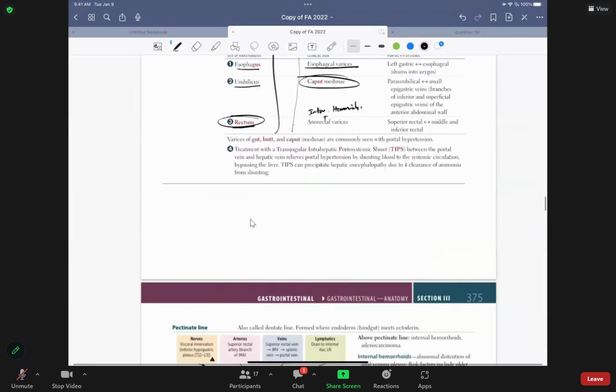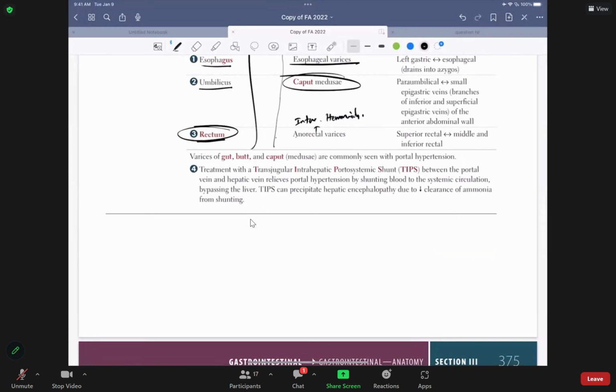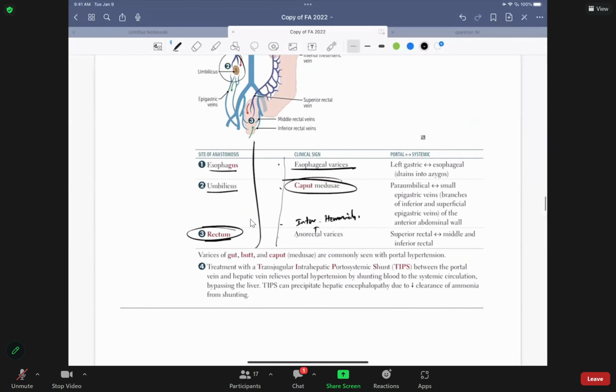Okay, so that's important. Must a patient have all three, or just any one of them? It depends on the severity. Sometimes a patient can come with one symptom, sometimes with two, sometimes three, sometimes nothing. It's on an individual basis. But you should know, as long as you have one hint, there is portal hypertension.